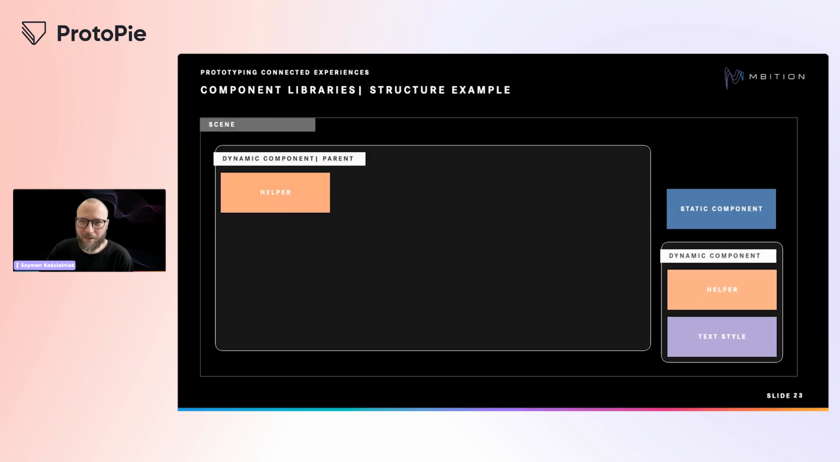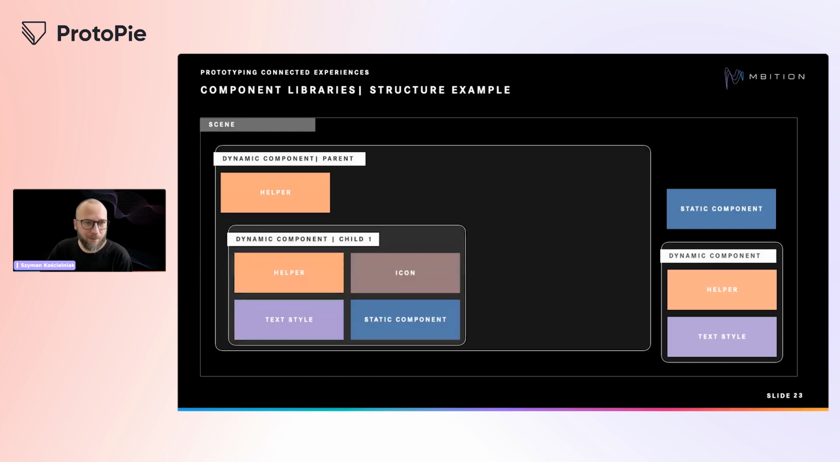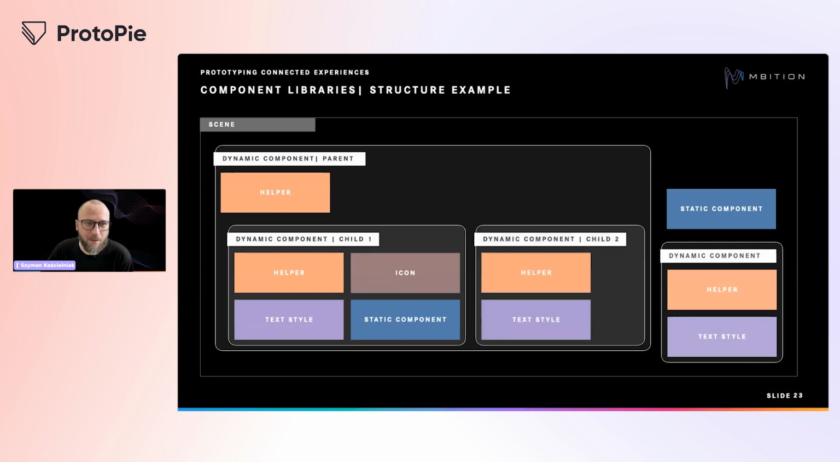Then I'm placing yet another bigger chunk, which, for example, could be a pop-up. And this pop-up has a helper. That helper could be a timer that counts when the pop-up should go off. And inside this pop-up, I have a child component that also includes many other elements. This child component could be, let's say, a button. And yet another dynamic component that is another header or a label with styling.